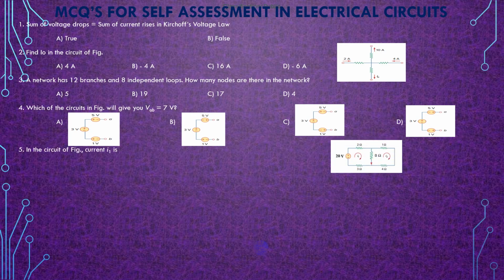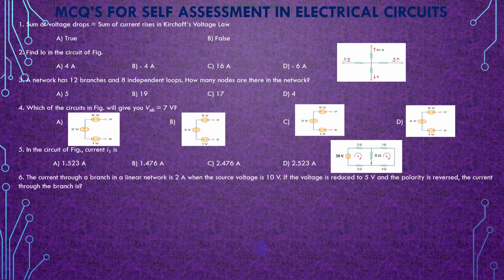Now, in the figure, what is the current I1? We just have to write the mesh equations and find I1 from the loop equations. So you can do it. The answer, I think, is 2.476. What are I1 and I2? We can find them with mesh analysis.